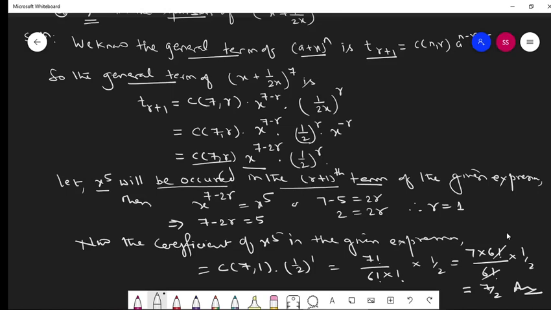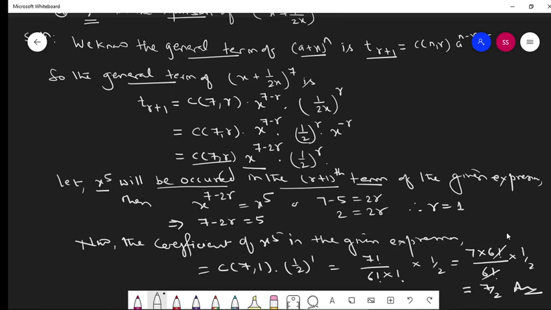So from this simplification we find r equal to 1. Then to find the coefficient of x to the power 5, because the value of r is 1, 7 minus 2r is 7 minus 2, which is 5. That's why the same C(7,r) into (1/2) to the power r, the coefficient of x to the power 5 in this (a + x) to the power n term, or that (x + 1/2 x) to the power 7.